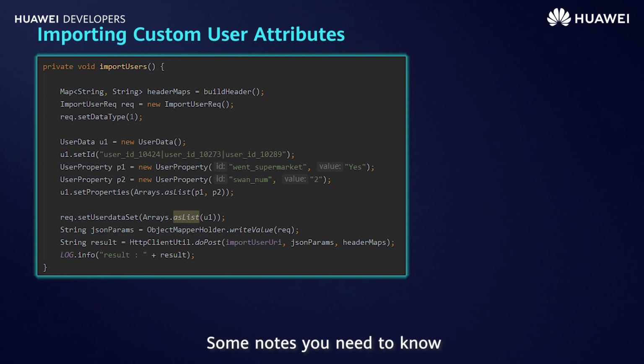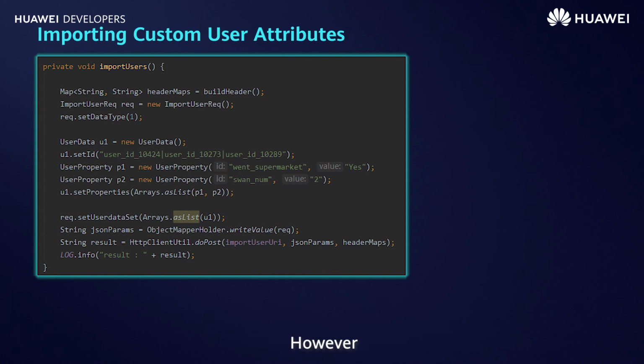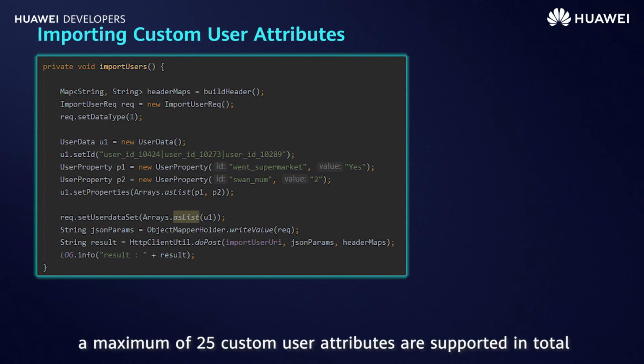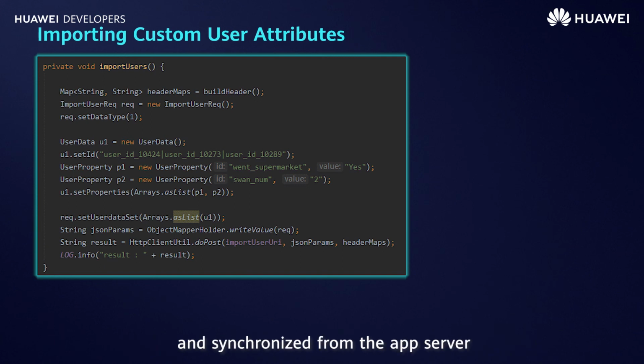Some notes you need to know. You can report custom user attributes through the mobile SDK or synchronize attributes from the app server. However, a maximum of 25 custom user attributes are supported in total. If an attribute is both reported through the mobile SDK and synchronized from the app server, the attribute from the app server is used. Make sure that user personal data is not treated as custom user attributes for synchronization.